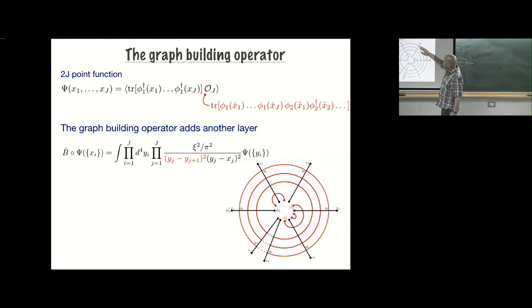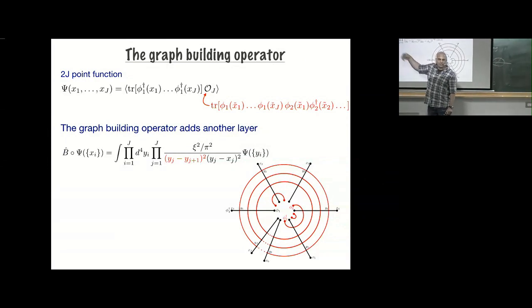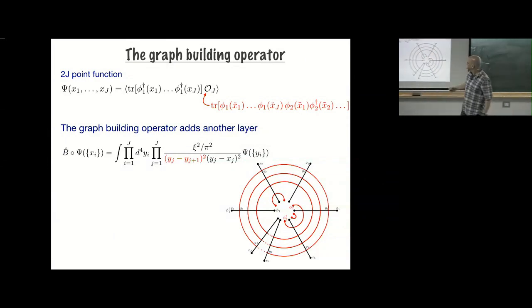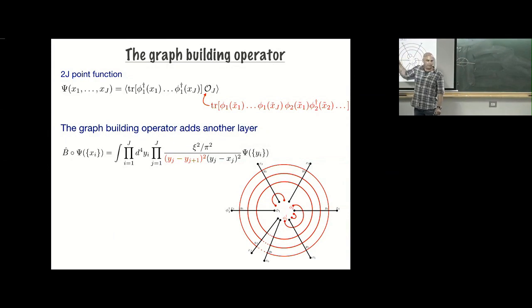Let me introduce what's called the graph building operator. The graph building operator takes this correlation function, this wave function, and adds to it one more wheel. So it is a product of J red phi 2 propagators, a product of J phi 1 propagators to the next external point, and integration, J four dimensional integration, over the interaction points. And here we have just the free propagators, 1 over x minus y squared. So these y, y plus 1 are the operators that run around the wheel. This y minus x are the ones that point into the next external points.